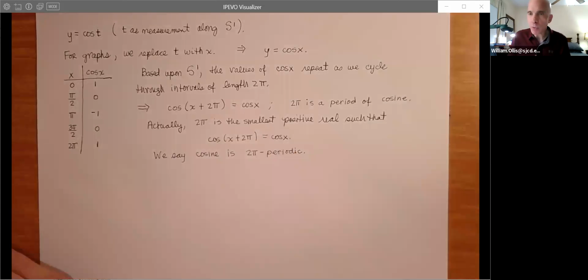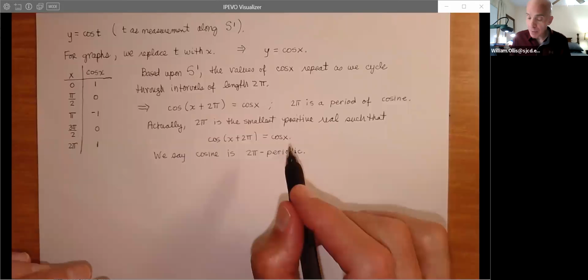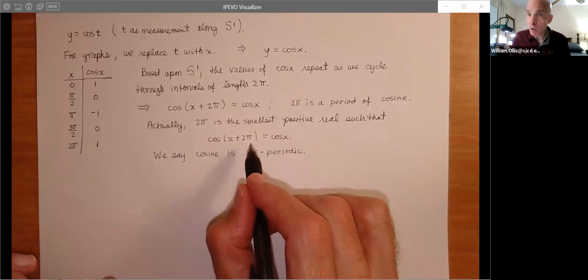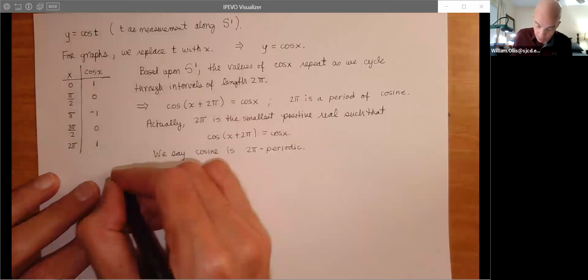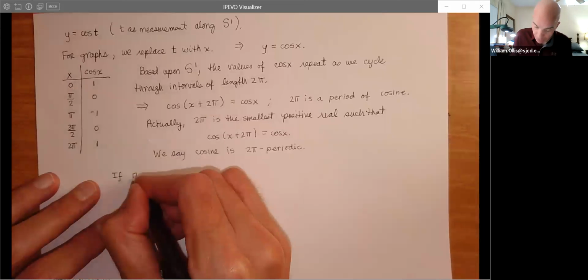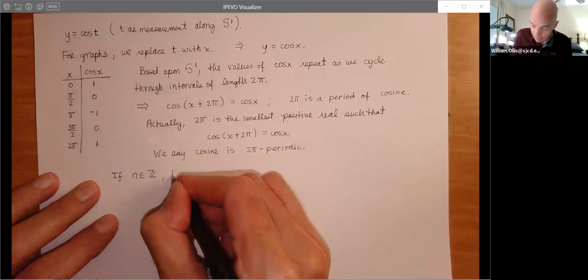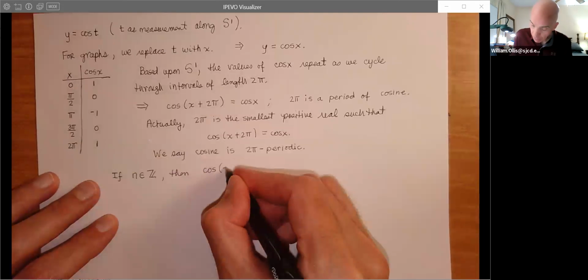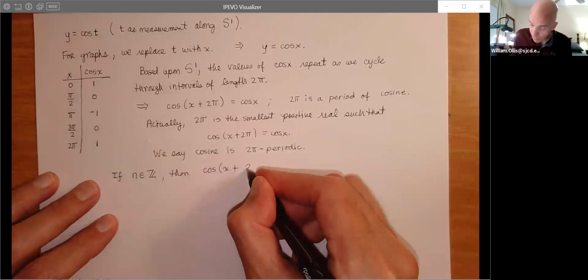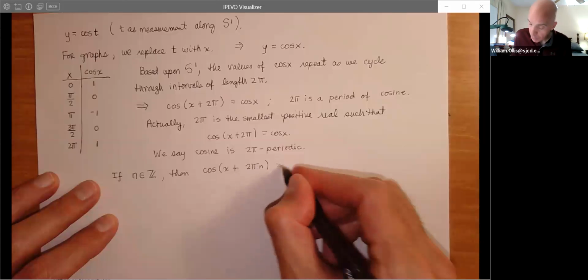Usually we use a letter T for period, but we've already been using T for distance along the unit circle, so we won't do that. But the thing is that even though we're distinguishing this 2 pi, any period of cosine, I mean, there are infinitely many. If you take any multiple of 2 pi and add it to x, as we already know, it does not change the output of the cosine. So if 2 pi is a period, then any integer multiple of 2 pi is also a period. So we say if n is an integer, then cosine of x plus 2 pi times n will also be cosine x.